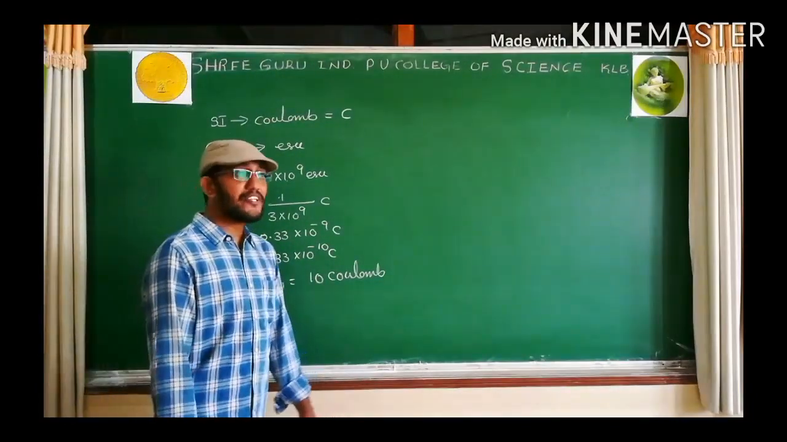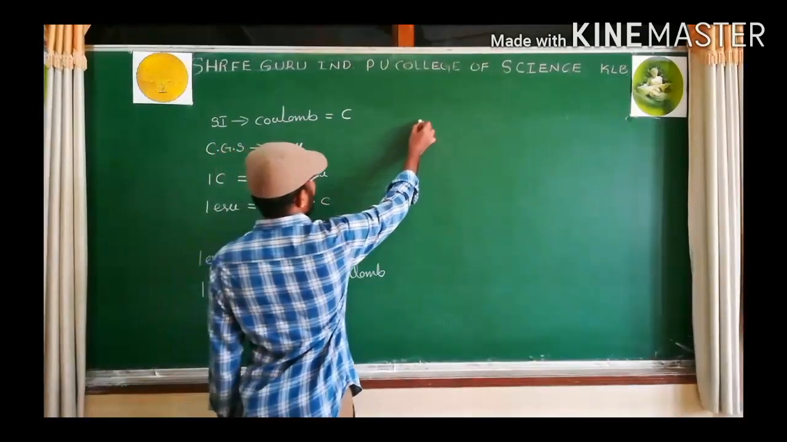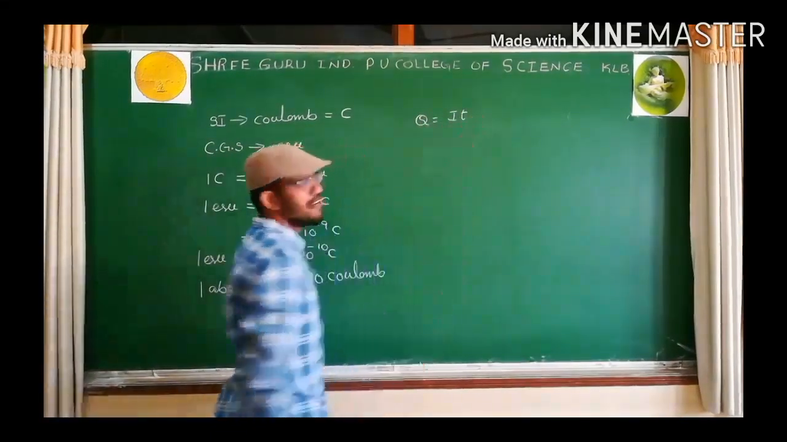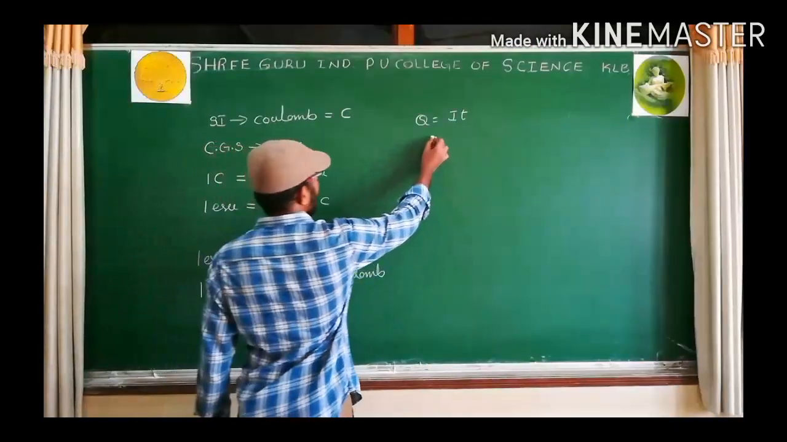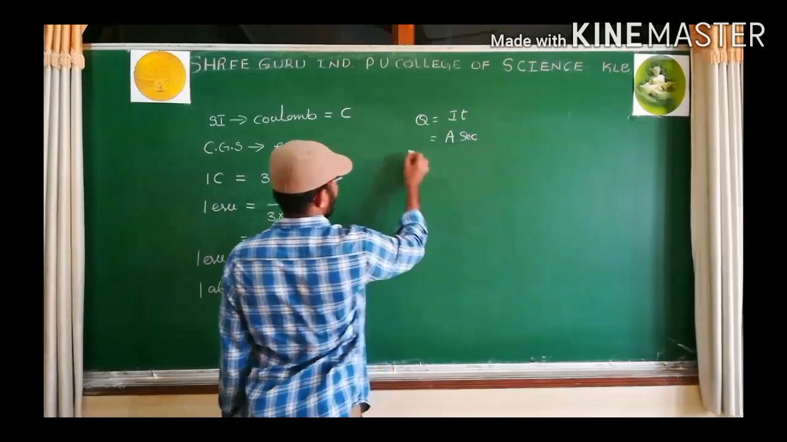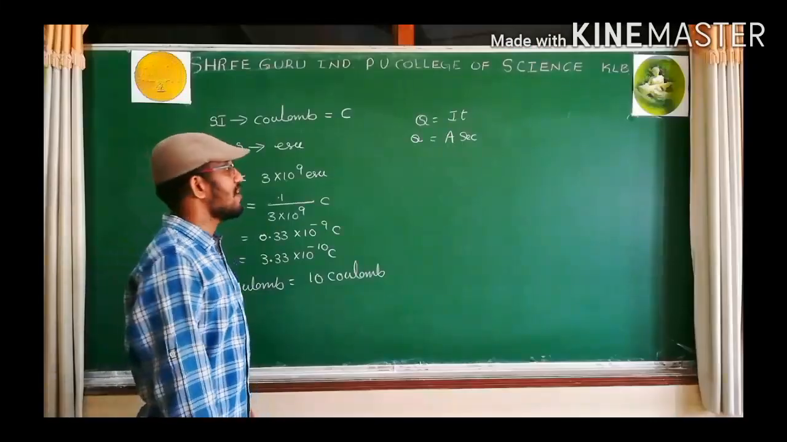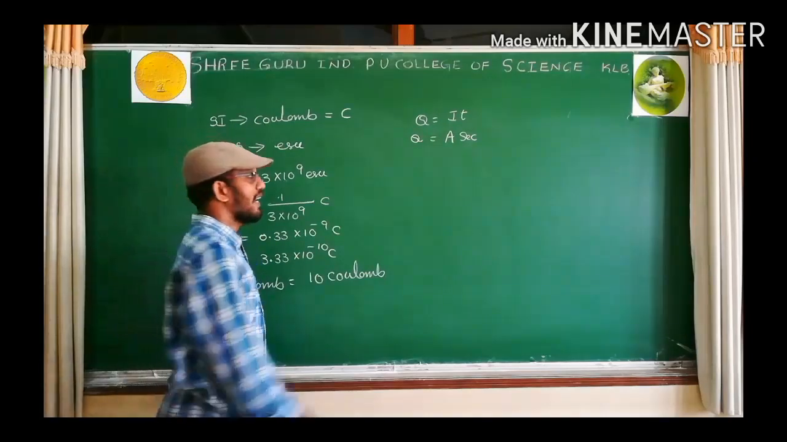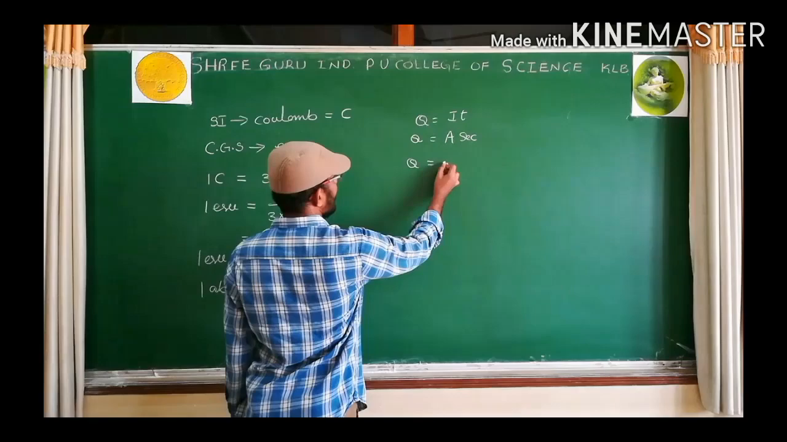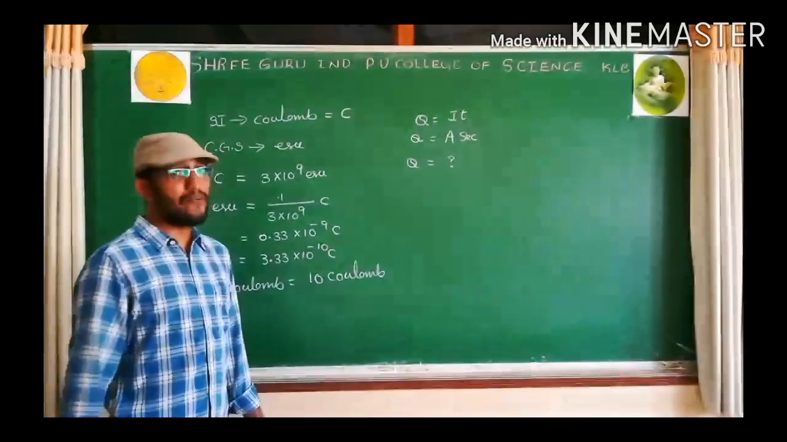Next, the dimensional formula of electric charge. Electric charge Q is equal to electric current into time. The unit of electric current is ampere, and the unit of time is second. So the unit of electric charge is ampere second, Q is equal to ampere second. With the help of this, we can find the dimensional formula of electric charge.